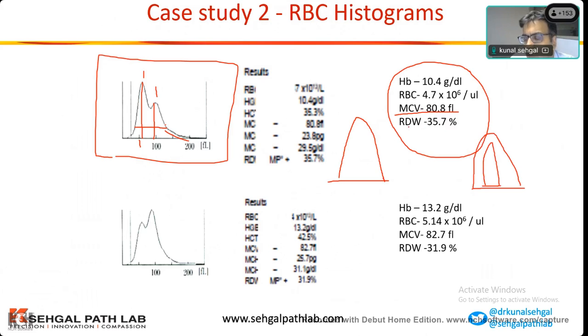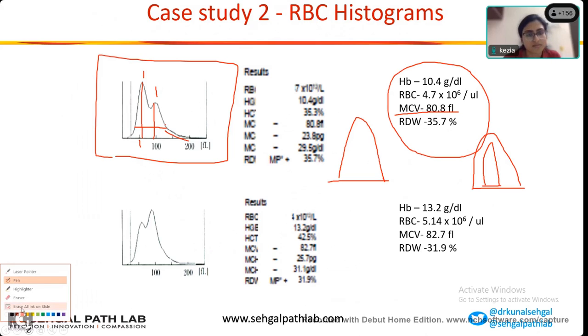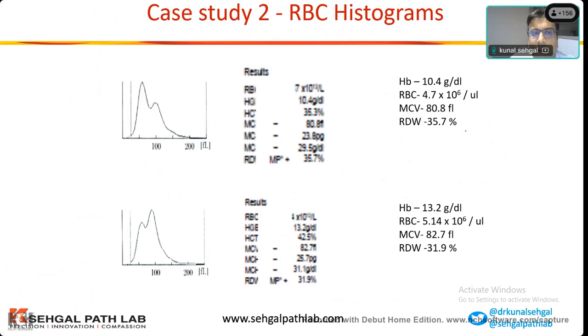Normal RDW is how much? Dr. Kezia? 11 to 14, sir. Excellent. So if the standard is 11 to 14, 35 is very wide. Sometimes when there is a bimodal peak, the machine will not be able to measure the RDW. It will give you dash dash dash. Many times this dash dash dash comes, which is also a clue that the machine could not measure the RDW. Please go back and see the histogram. Do not miss it.